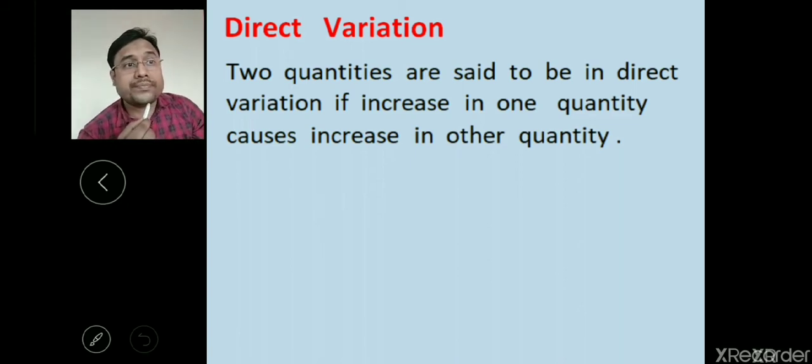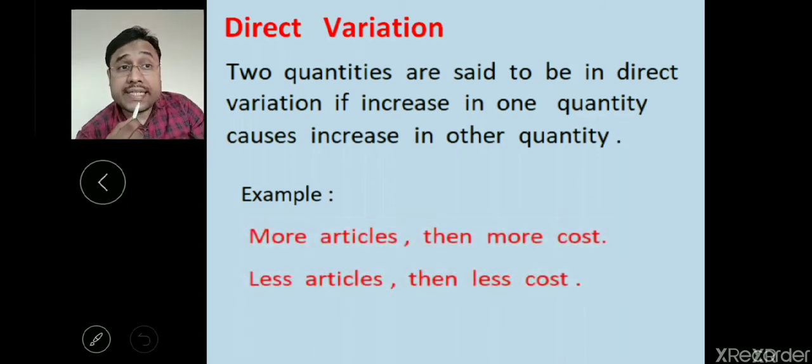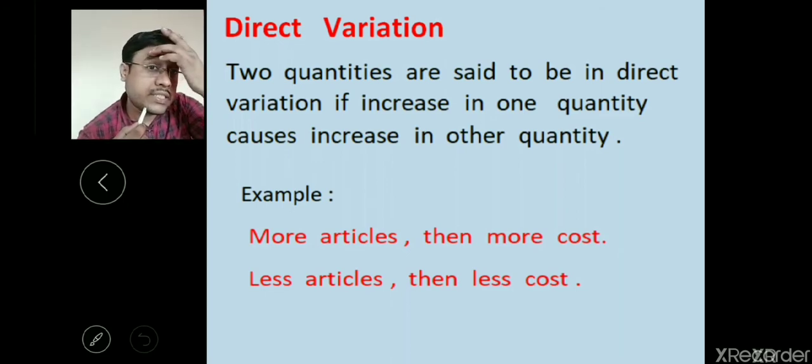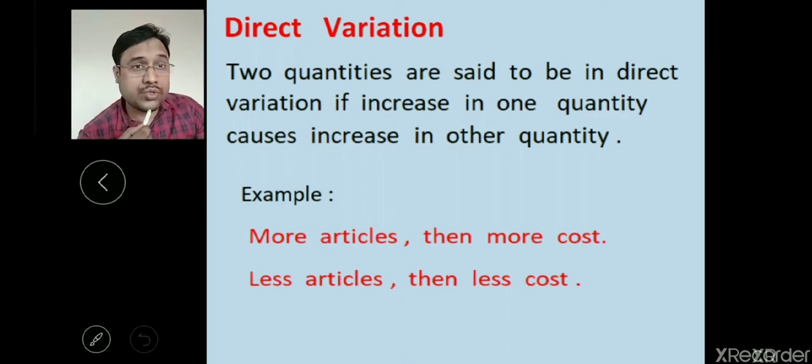Now we can see an example: more articles, then more cost. If you are going to purchase an article at a fixed price for each article, then if you purchase more articles, you have to pay more cost, and if fewer articles, then less cost. The number of articles and the cost are directly related to each other. That means they are in direct variation, and we can use this rule to find the cost or the number of articles.